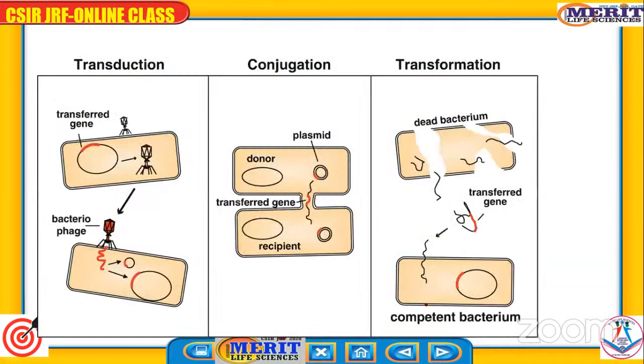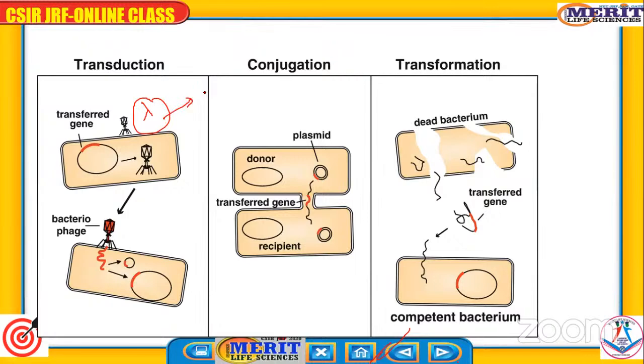So, in summary, what is the difference between transduction, conjugation, and transformation? Transduction is basically phage-mediated genetic transfer, especially by lambda phage. Lambda phage is involved in the transfer of the gene, and we can understand how they transfer the gene by the phage mechanism.